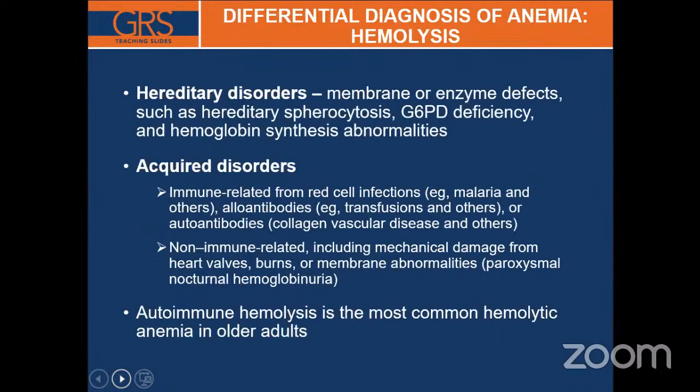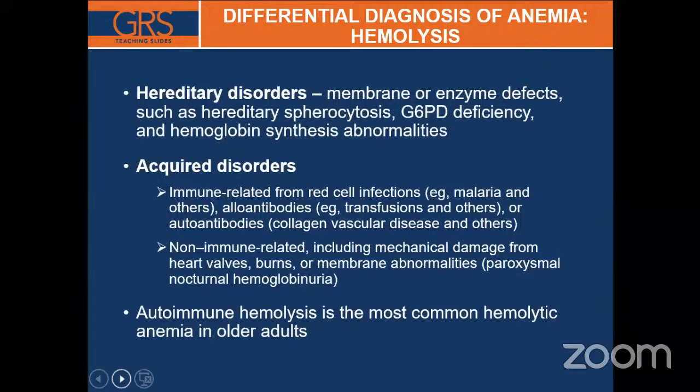Okay. Finally, we have the differential diagnosis of anemia caused by hemolysis. Hemolysis might be caused by a variety of reasons. First of all, we can have hereditary disorders. The hereditary disorders are most probably deficiencies of enzymes or membrane defects, such as hereditary spherocytosis, G6PD deficiency, and hemoglobin synthesis abnormalities. Those are all hereditary disorders and present with hemolysis.